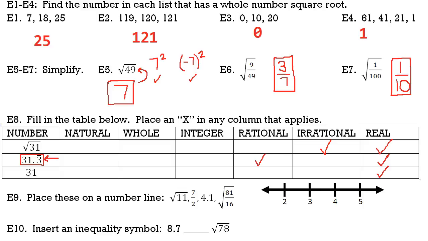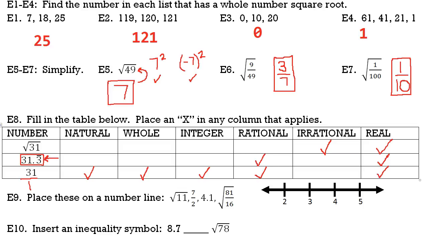All right, last but not least, 31. Well, 31 is just, well, it's natural. I mean, that's a pretty standard counting number. It is an integer. You could write it as a fraction if you wanted to, 31 over 1. So all of these things apply, but again, it is not irrational because you're either one or the other.